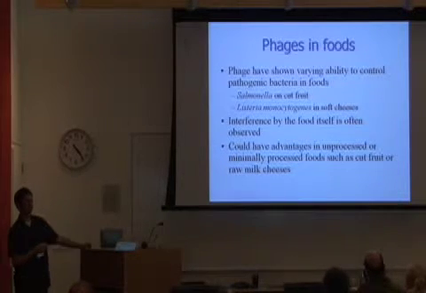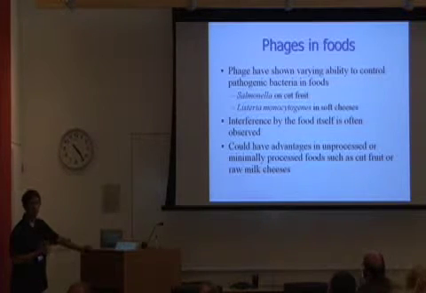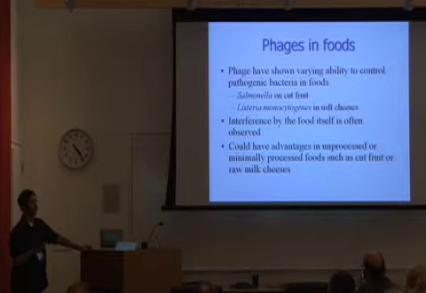eliminate Listeria monocytogenes in soft cheeses. This is like a raw milk cheese. These are big in Europe. We have unpasteurized milk cheese. And so adding the phage in with the starter at the beginning of fermentation, they have to actually eliminate the listeria population in the final product.